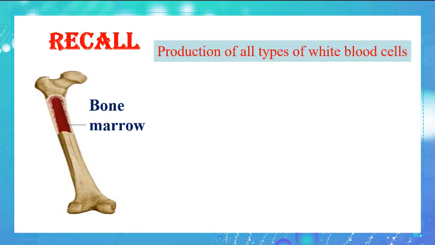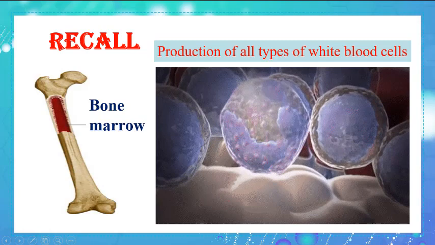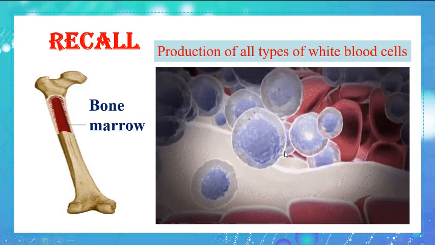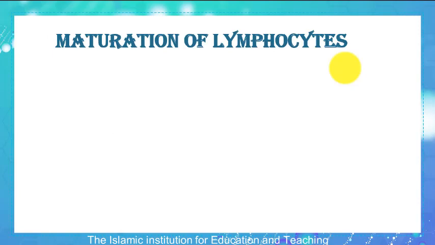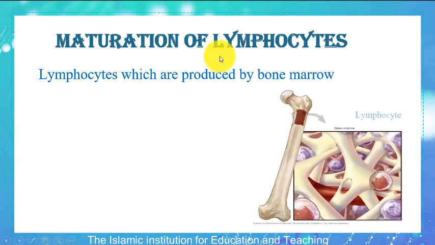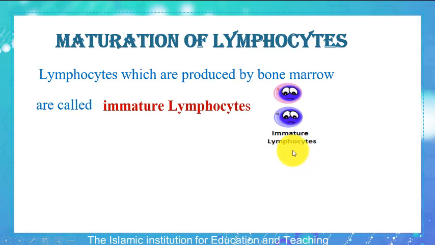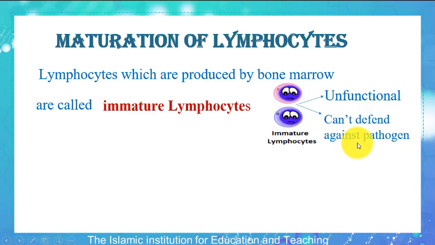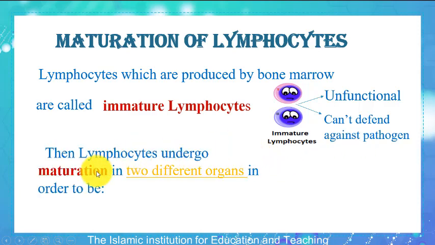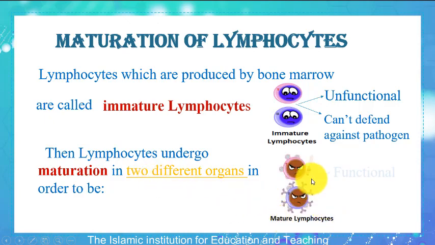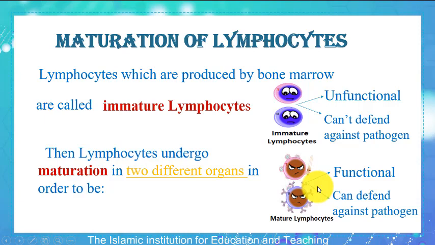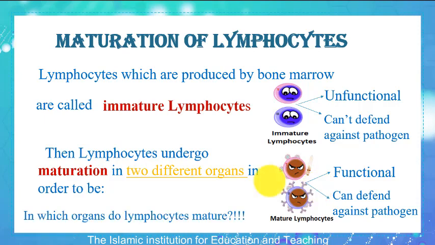production of all types of white blood cells: granulocyte, monocyte, and lymphocytes. We mentioned before a mature lymphocyte, but what's maturation of lymphocytes? And where does it take place? Lymphocytes, which are produced by the bone marrow, are called immature lymphocytes since they are not functional and cannot defend against pathogens. Then, lymphocytes undergo maturation in two different organs in order to be mature lymphocytes that are functional and can defend against pathogens. But in which organs do lymphocytes mature?